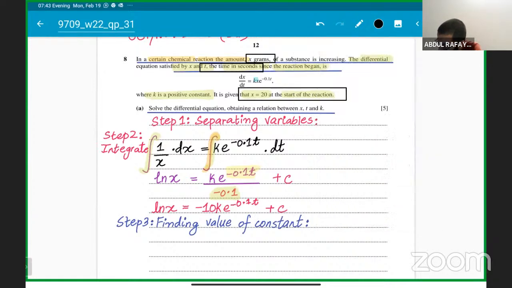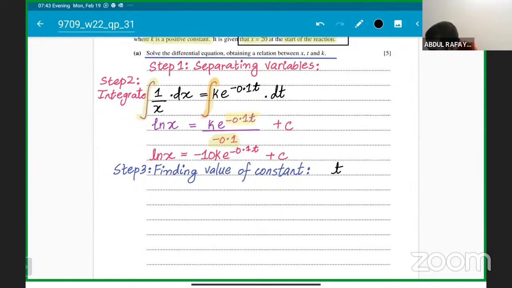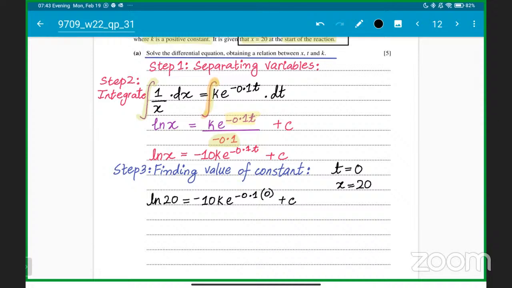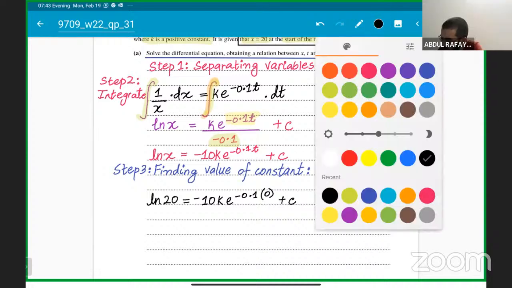What does this mean, students? When time is 0 at the start of the reaction, when time is 0 seconds, the X value is 20. So here we go. This will be ln 20 is equal to minus 10 times k times e power negative 0.1 times 0, plus C. Now we can work it out and get the value.